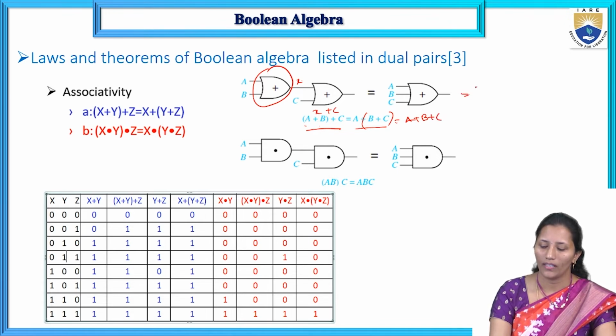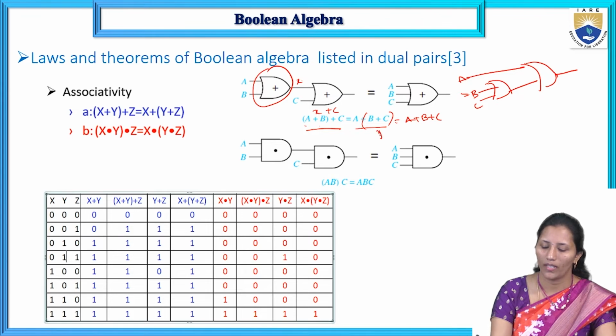Otherwise we can draw this as B, C, A. So B plus C we are adding one time. So that is why we are getting that is added to the A. All are equal to the A plus B plus C. Same for the AND gate also. Write down the truth table.